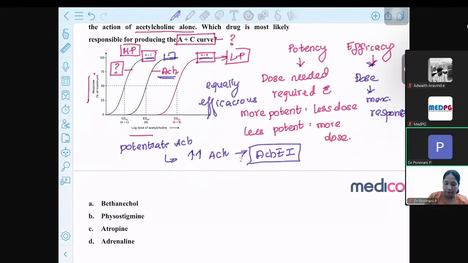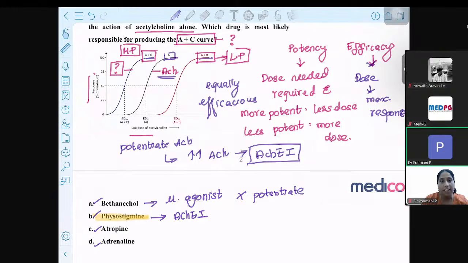Yes. The first option they have given is bethanechol. The second option is physostigmine. The third is atropine and the fourth is adrenaline. Among these 4 options, option B is an acetylcholinesterase inhibitor. Therefore, the correct option is option B, which is physostigmine. Why not bethanechol? Bethanechol is a muscarinic receptor agonist. It is not going to potentiate the effect. So how will the graph look for bethanechol? It will be the same as that of acetylcholine itself.